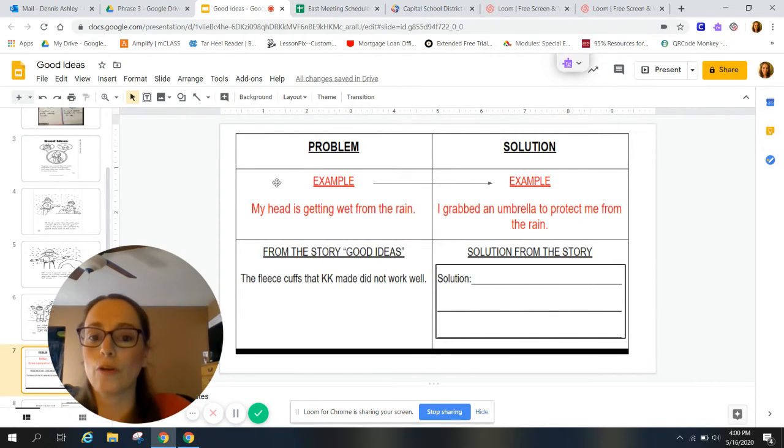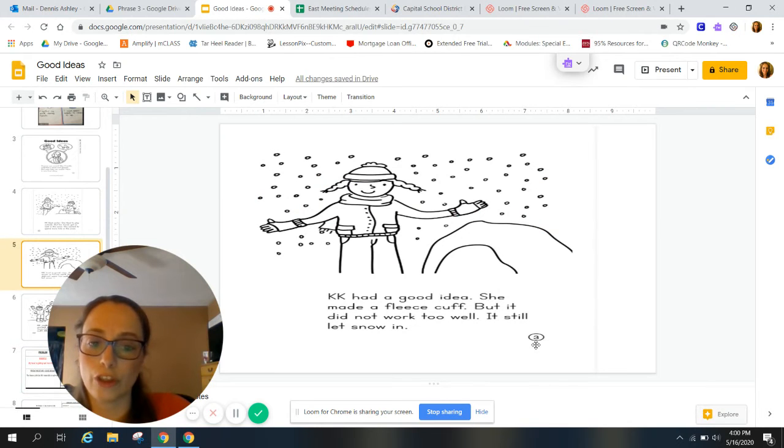So let's try to figure out from the story Good Ideas what our problem was, and then we can figure out our solution. Well, they already gave us the problem for us. It says the fleece cuffs that KK made did not work well. So let's go back in the story and figure out where it says the fleece cuffs that KK made did not work well. Well, if you go back to page 3, it said KK had a good idea. She made a fleece cuff, but it did not work too well. So let's get our pencil and let's highlight where that problem is.